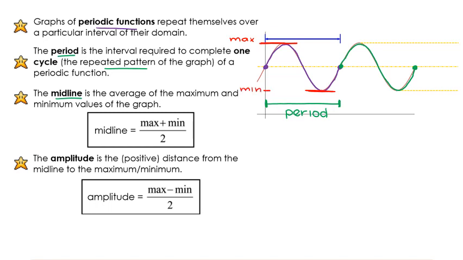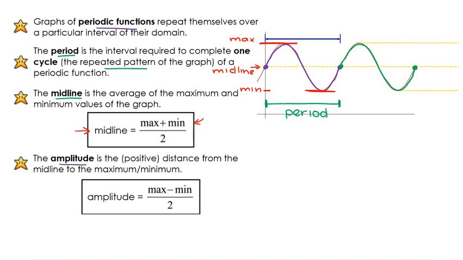So if you take the max plus the min and then divide it by 2, that's going to give us the location of our midline. So on this particular graph, the midline is this yellow line, and it's going to be the line that cuts our graph exactly in half. So it's going to be the same distance between the midline and the maximum, or the midline and the minimum.